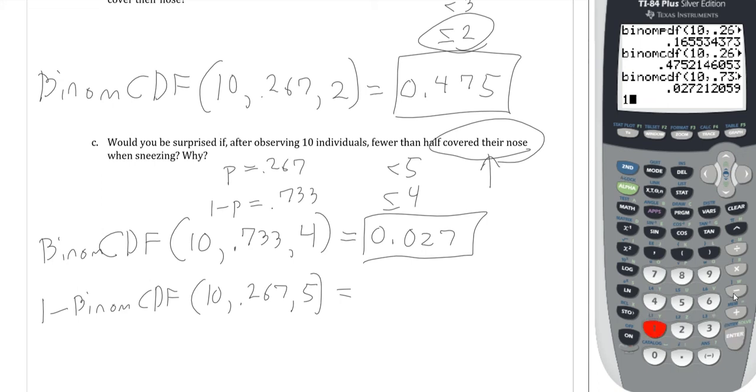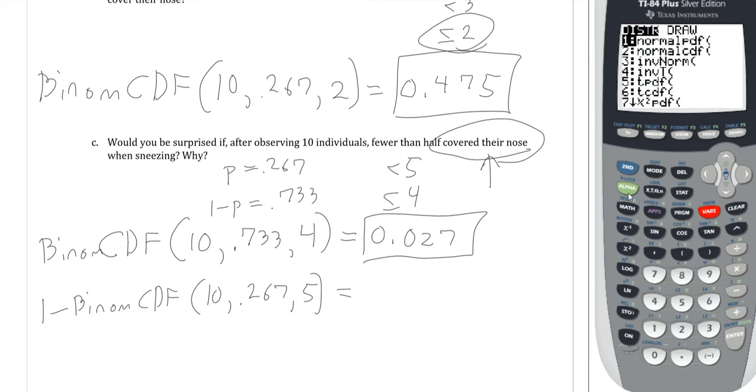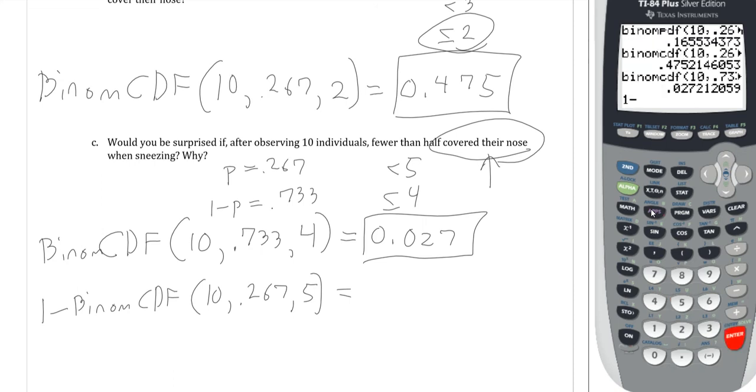So we can do 1 minus, for Binomcdf, 10, 0.267, and 5. And we should get the same answer. There we go, 0.027. So that also gives the same answer. There's a couple ways to solve that one. I think the top one's a little bit easier. It doesn't involve doing a complement for the whole binomials function.